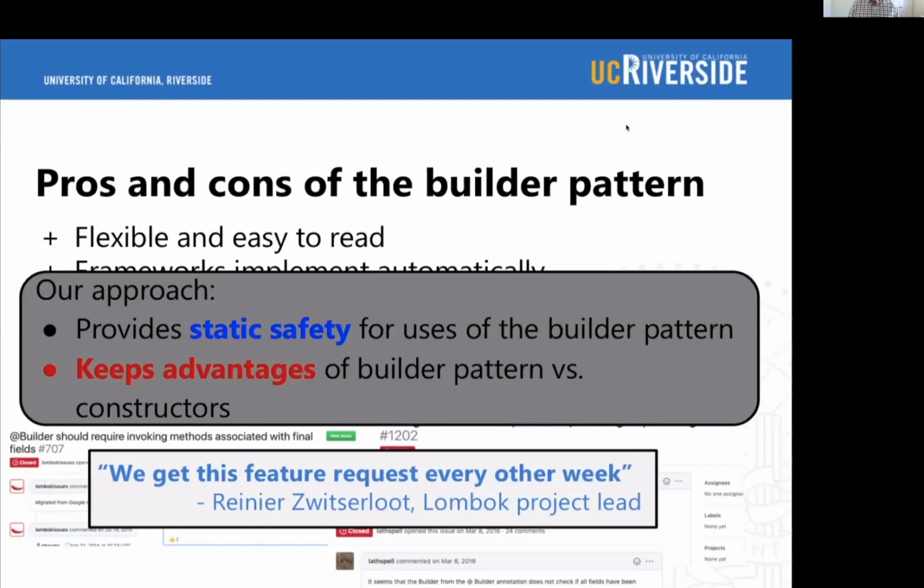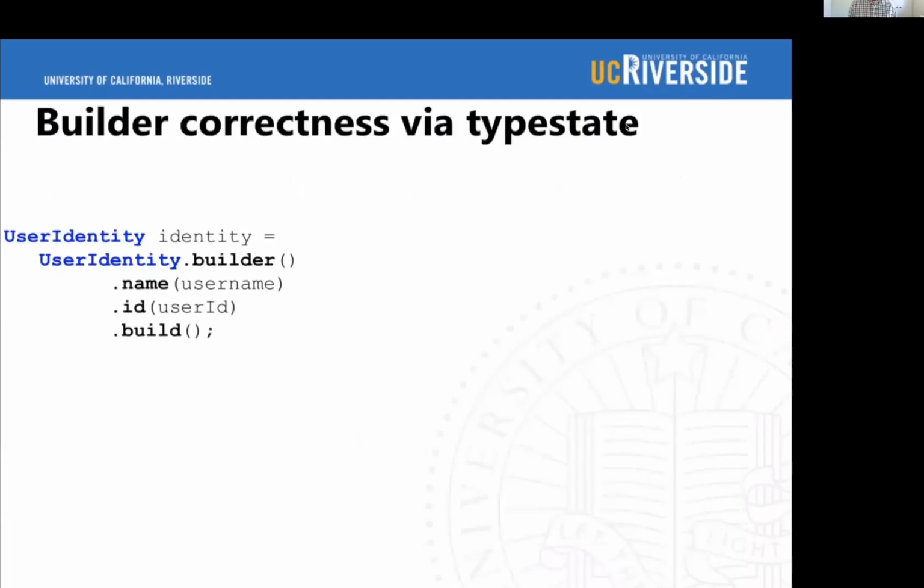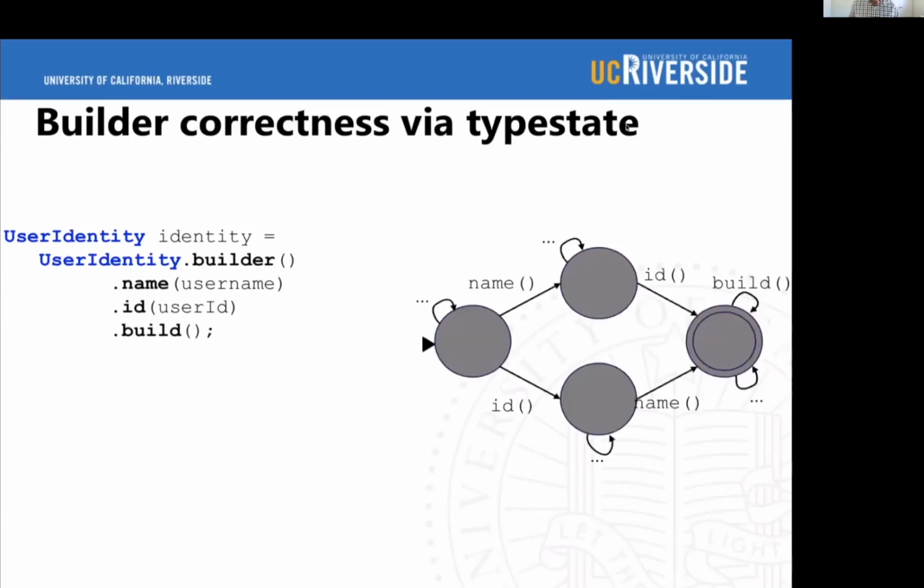So how is it that we check this? Well, one way you can think of the correctness of using the builder pattern is as a typestate property. So if we have a builder object, you can imagine it being in different states depending on which of the required setter methods you've invoked. So we start in a start state right here, and then if you invoke both the name and the ID functions in either order, you end up in this accept state where you're allowed to call build. But if you try to invoke build early, that transitions to an error state because you have not invoked all the required property setting methods before you call build.